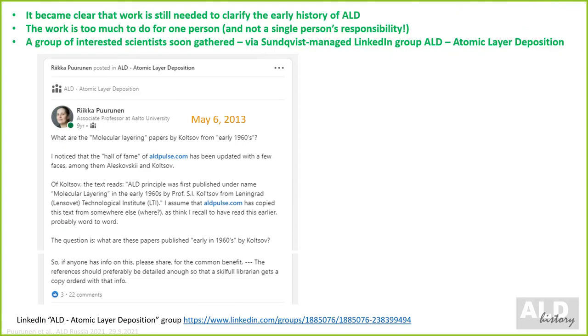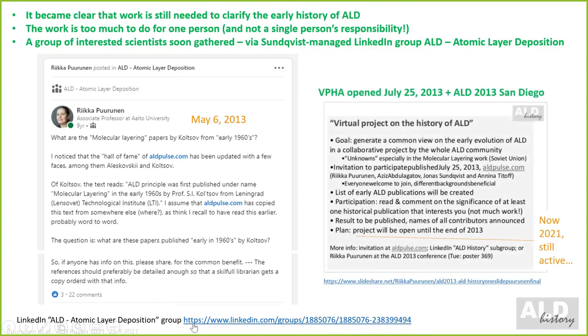It became clear that work is still needed to clarify the early history of ALD, and I know that it's too much for one person, and it's also not a single person's responsibility. I have done a lot for that, but I decided I don't do anything anymore alone. But I made a question in LinkedIn, and this raised a lot of discussion, and this basically led to that we opened this VPHA in summer 2013. And we thought that we'd be quick and we get it finished by the end of the year, but here we are 8 years later still working on it.